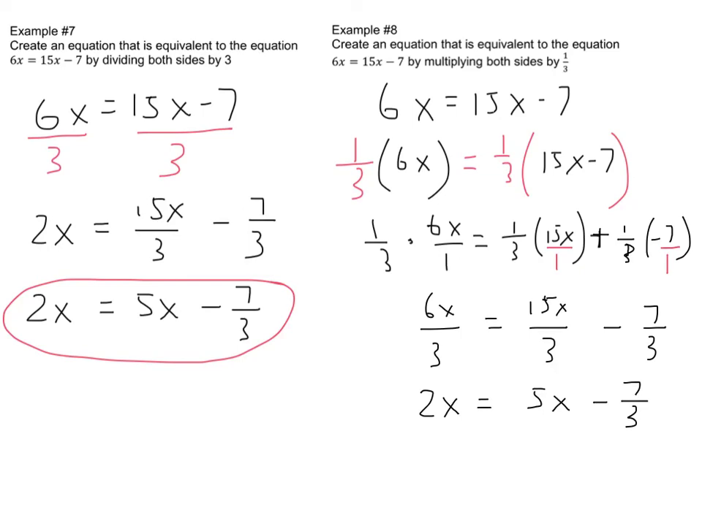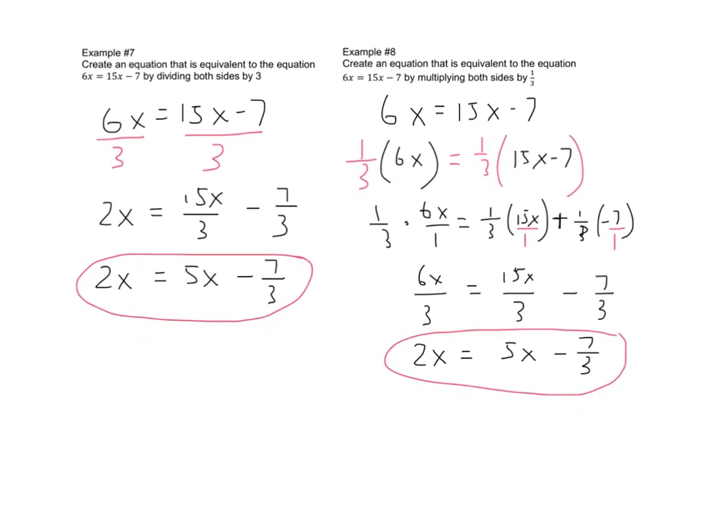So here's our equivalent equation: 2x is equal to 5x minus 7/3. And hopefully you notice that we got the same thing for example 7 that we got for example 8. And that's because dividing both sides by 3 is the same thing as multiplying both sides by 1/3.